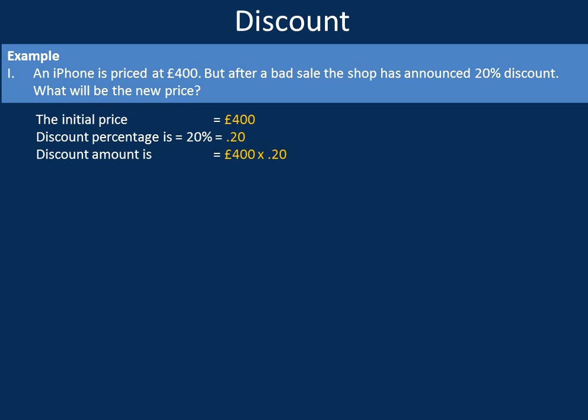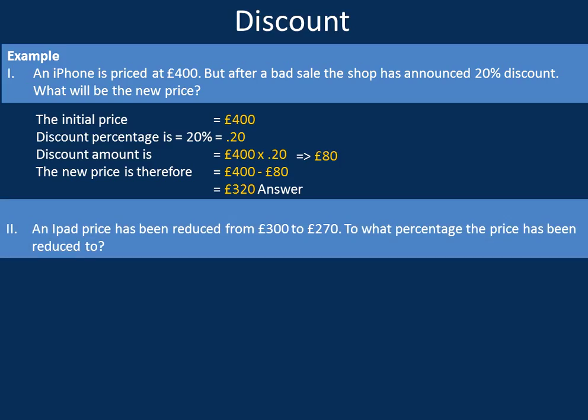Now the discount amount we need to calculate first, which is going to be 400, the initial price, times the discount it offers, 0.20. That gives us a discount amount of £80. Now it's very easy, we just need to deduct it. So the new price is going to be 400 minus 80, and it gives us our new price after the discount, which is £320.